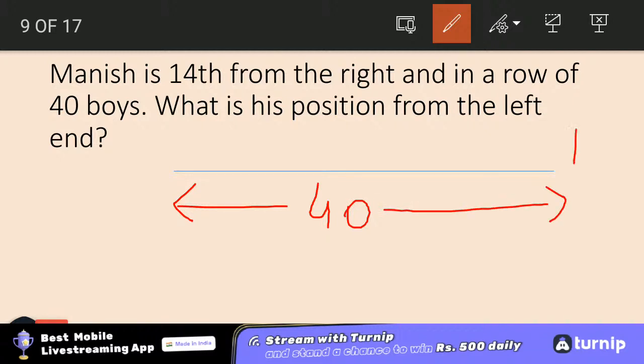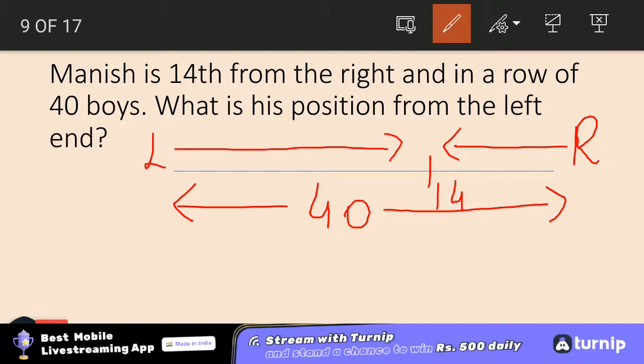So this is our right side and this is our left side. And Manish is 14th from the right. So if I check 14th from the right, from the right side, Manish is 14th. What is his position from the left end? You need to check what will be Manish's position. If this is Manish, what will be his position from the left end?